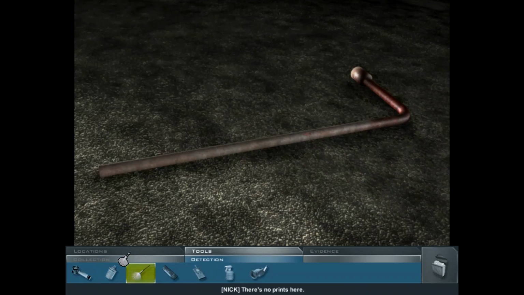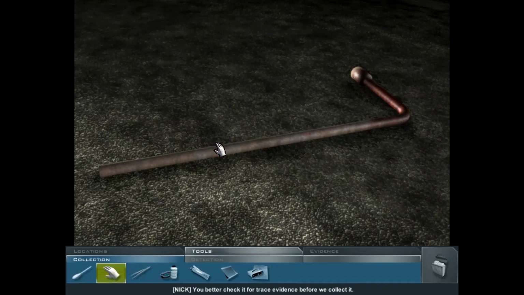There's no prints here. You better check it for trace evidence before we collect it.